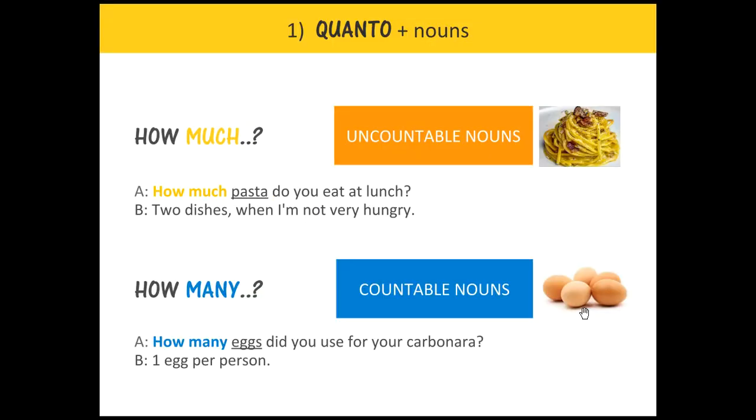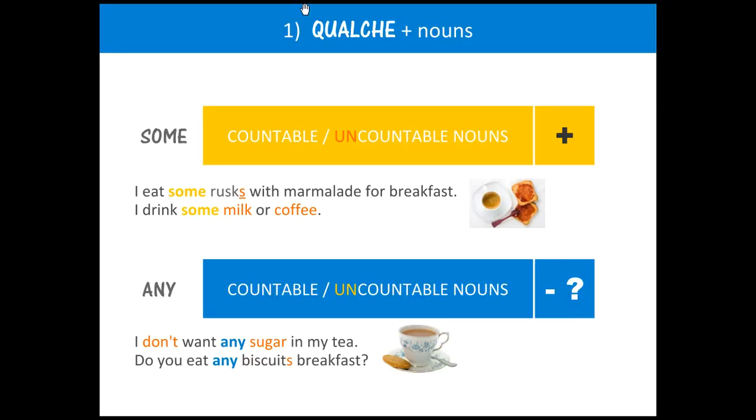So let's start with qualche. How do you say qualche in English, followed by nouns, of course? Well, that depends. It depends if the sentence is positive or negative and interrogative. If the sentence is positive, we use some. Some is okay both with countable and uncountable nouns. So have a look at the example.